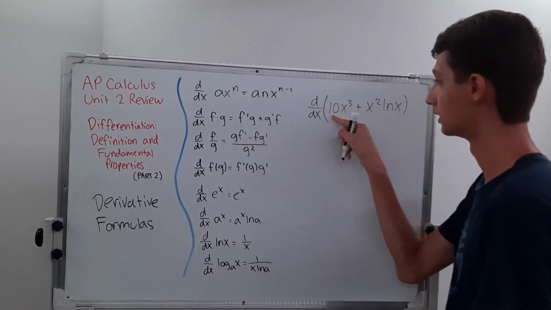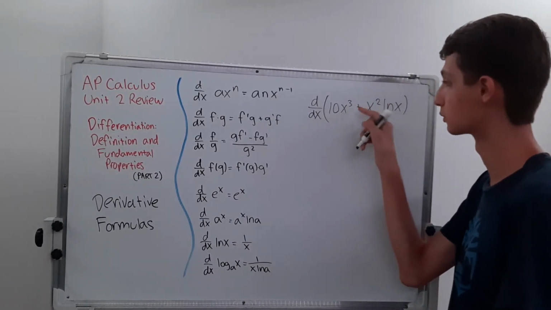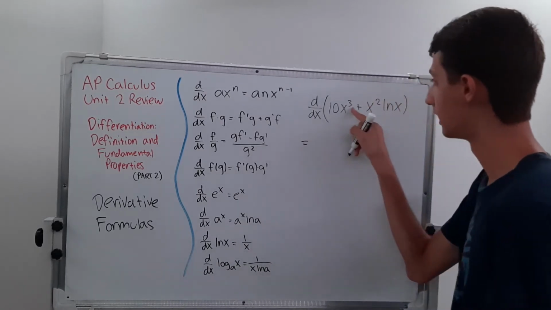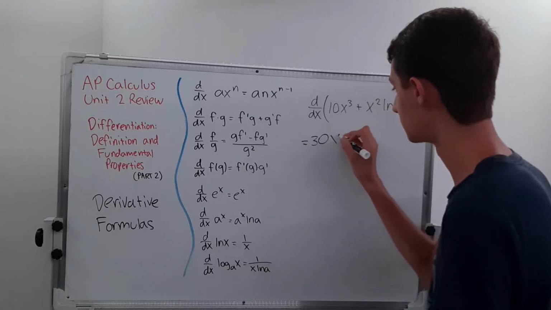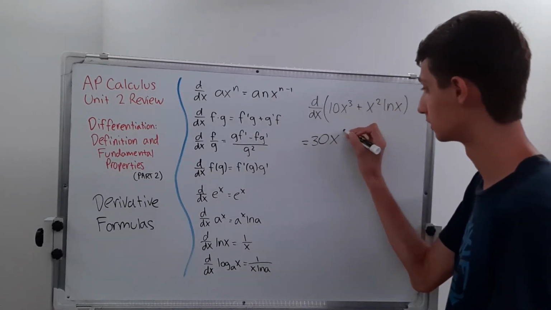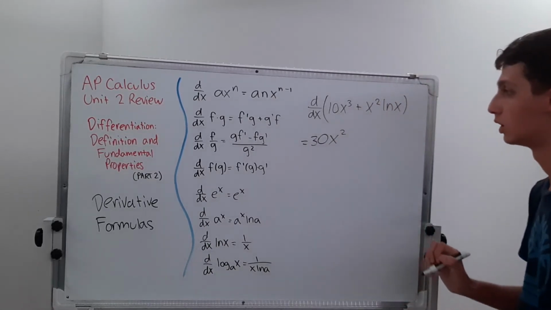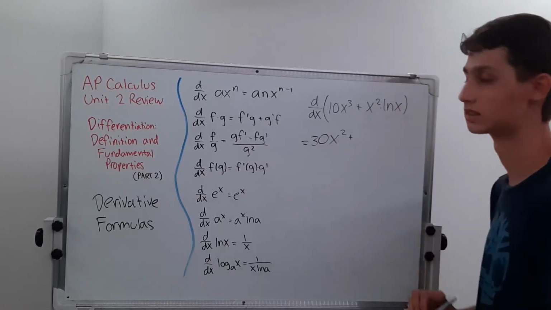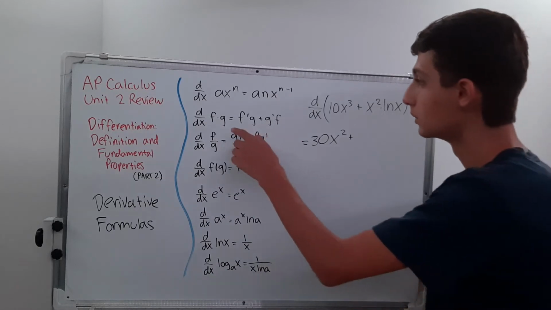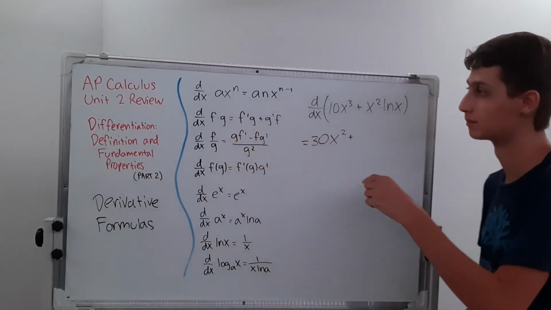So the derivative of this is what? You hop the exponent to the front, multiply by whatever's there, subtract 1. So this is going to be 3 times 10, which is 30, and then times x, and then we minus 1, so it's squared. Okay, so now we have plus x squared ln x. This is multiplication. I can put a dot there for emphasis, where we need to use our derivative formula here.